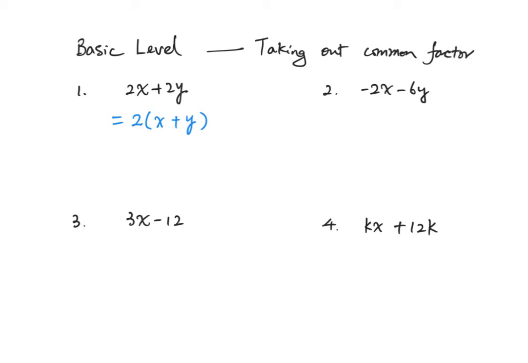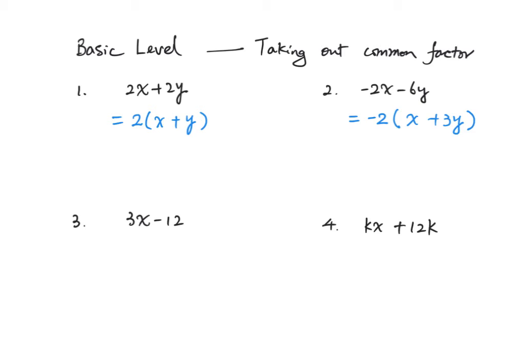And for the second question, negative 2x minus 6y. The common factor should be negative 2. So for the first term, x is left. And for the second term, negative 6y divided by negative 2, you get positive 3y.